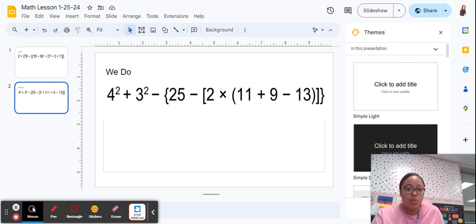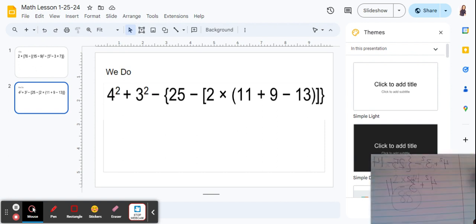So I'm going to start with 4 squared and 3 squared. I'm going to do those both at the same time since I know they're both exponents, and go ahead and get those both out the way. I know 4 squared is 16 and 3 squared is 9. So I'm going to go ahead and write those down.